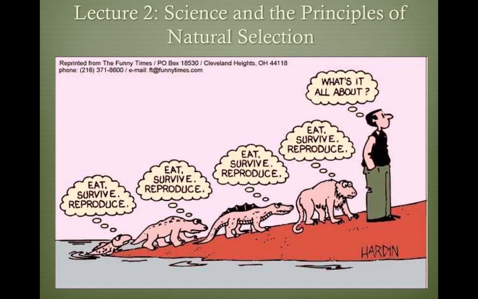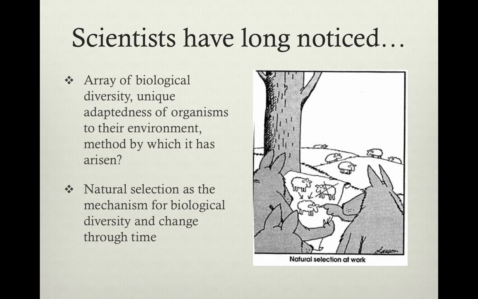So, part two of this lecture is now going to continue on with this history of the development of evolution by natural selection, this theory of natural selection. Scientists have long noticed an array of biological diversity and that organisms are uniquely adapted to their environment. So, the real quandary was determining the method by which this diversity, this adaptation has arisen.